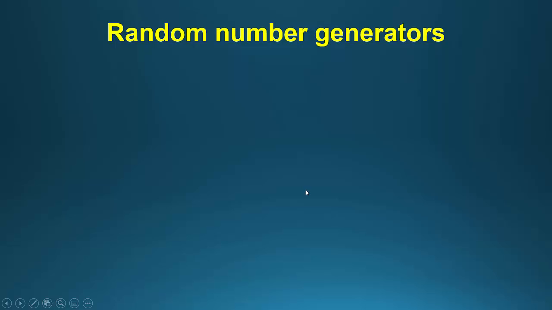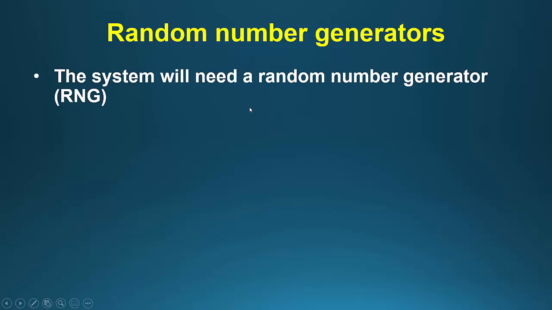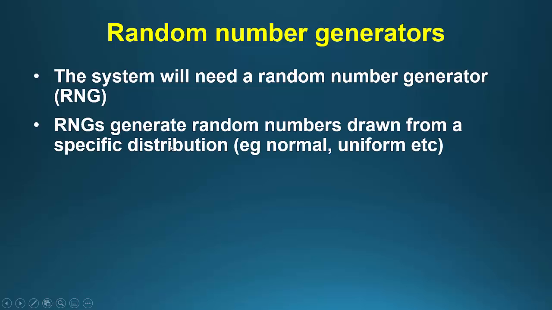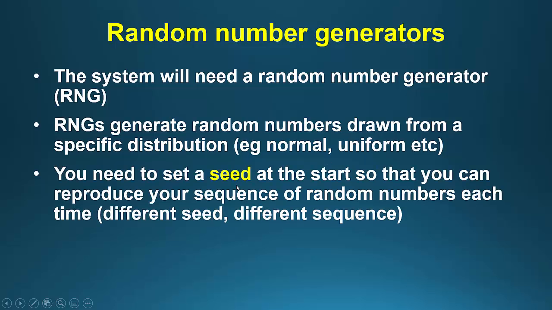So an important concept we need to understand is random number generators, RNGs. Your system, and all of the ones that we've talked about, have a way of controlling the random number generators. So a random number generator just does what it says on the tin. It generates random numbers, and they're drawn from a specific distribution. And different software systems will have different ranges of possible distributions you can generate from. Typically, most commonly used are the normal distribution and a uniform distribution, but there may be many others.